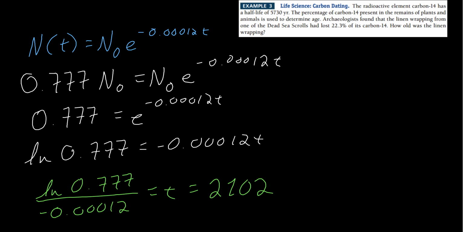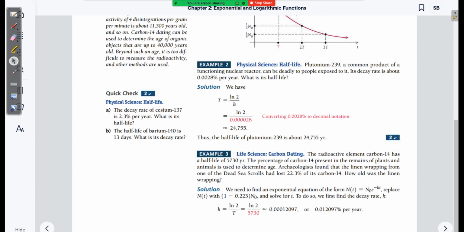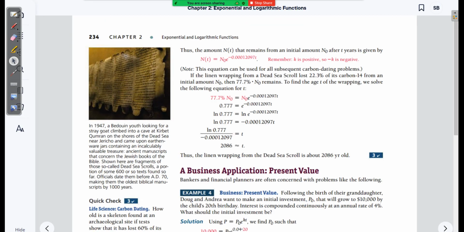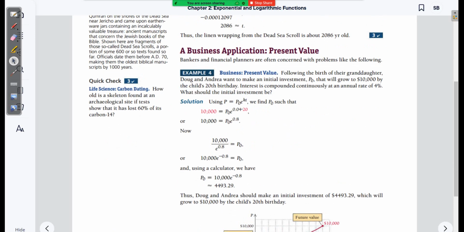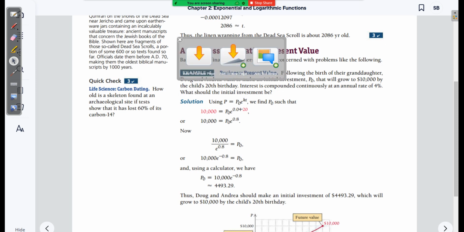So that's how old the Dead Sea Scrolls were, or rather how old the linen wrappings were. I think these were found in the 1920s or 1930s, and the Dead Sea Scrolls were written in the time before Christ. So that's pretty cool. I think the manipulation that we did there is really cool, and a lot of higher mathematics is derived from clever manipulations like that.